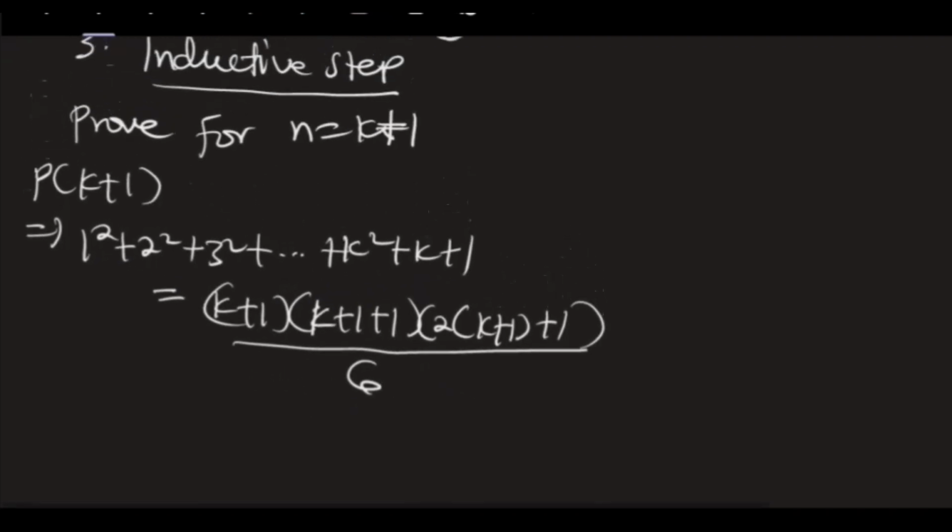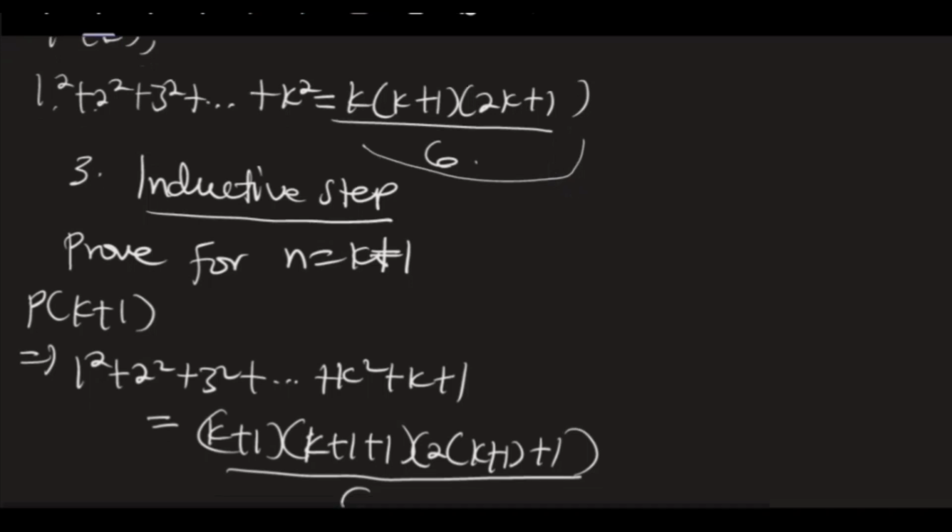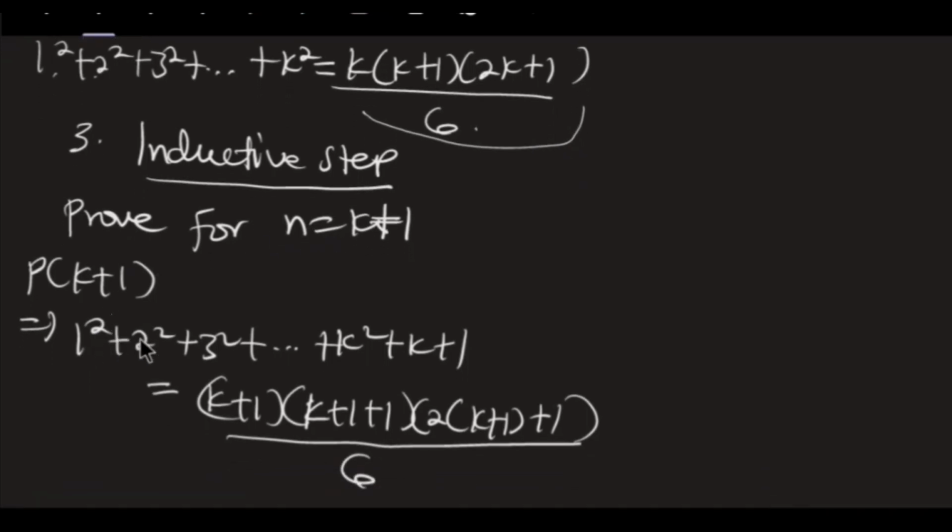From our inductive hypothesis, we showed that 1 squared plus 2 squared plus 3 squared up to k squared is equal to this here. And we are going to use the hypothesis to prove our inductive step. Meaning that if I take the 1 squared plus 2 squared plus 3 squared up to this k squared, I can replace everything here with our hypothesis, right?